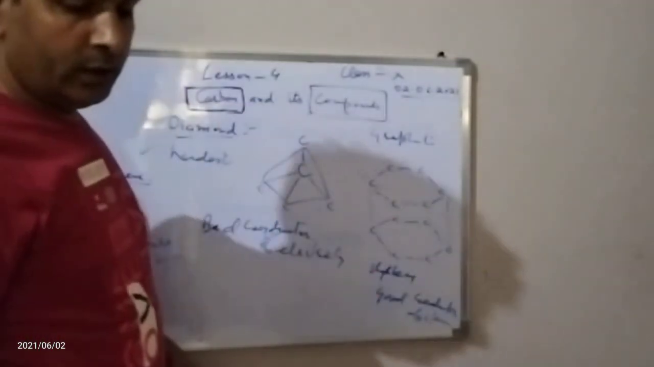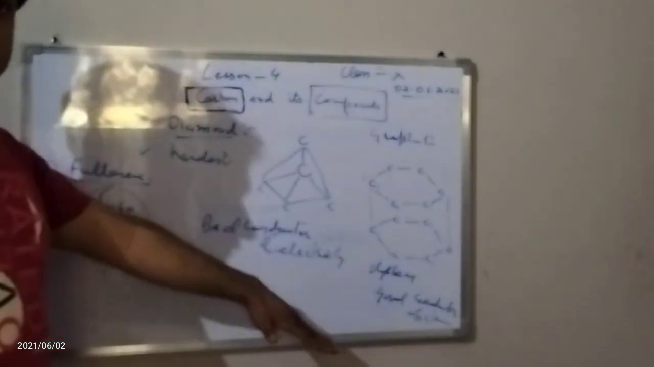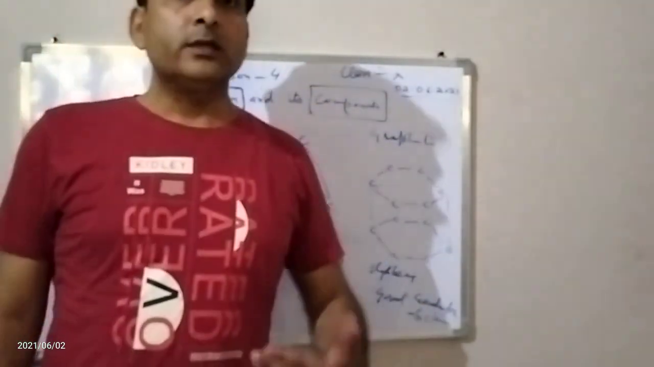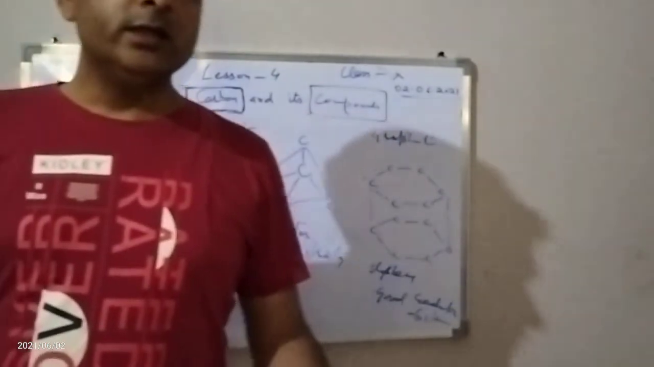That was all about the allotropes of carbon. In the next lecture, we will discuss some other properties and some other things about carbon.